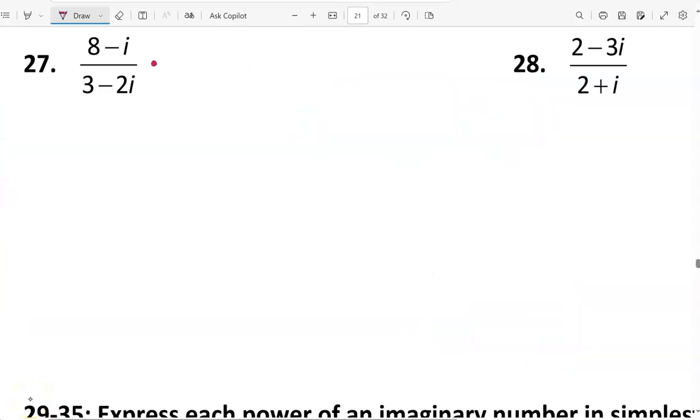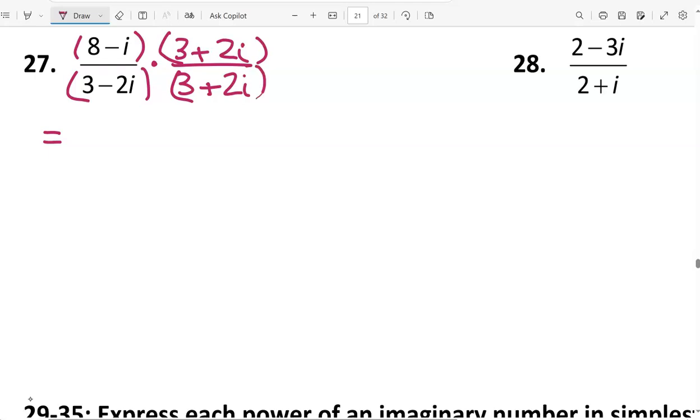In 27, in order to rationalize the denominator, we can multiply numerator and denominator by 3 plus 2i, the conjugate of the denominator. We'll have to FOIL to get the multiplication on the top. 8 times 3 is 24. 8 times 2i is 16i. And negative i times 3 is -3i. And negative i times 2i is -2i squared.